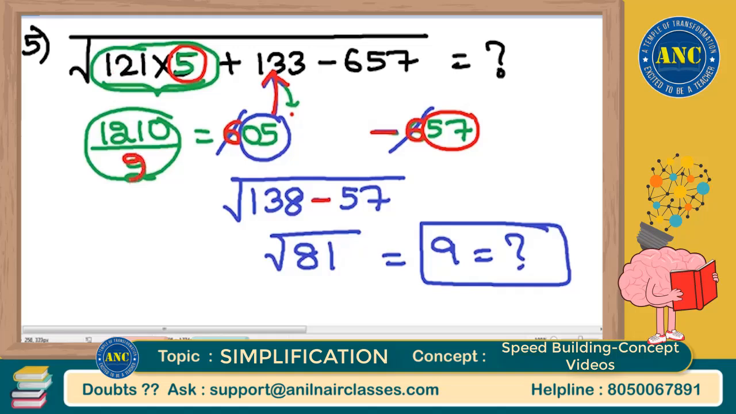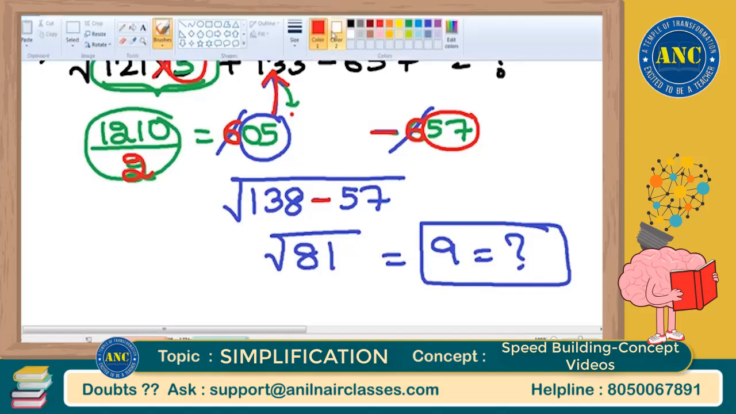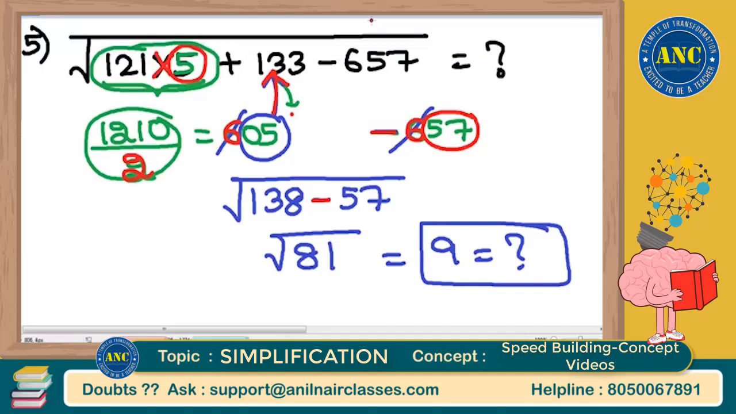The first thing that should strike my students is that multiplying this by 10 and dividing by 2 is much easier than multiplying by 5.